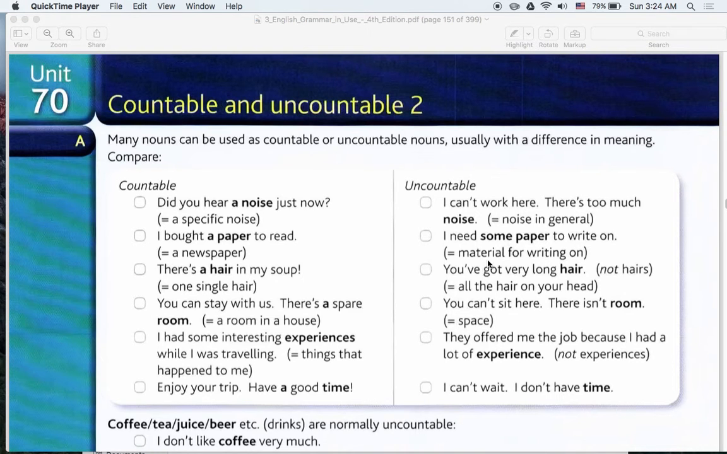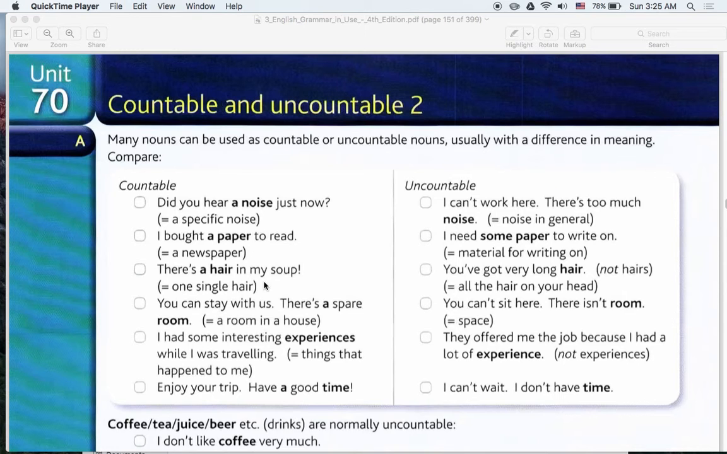One piece of newspaper. And here, I need some paper to write on. Just the general meaning of paper, material for writing on. So that's why it can be used with an article here, and here it is used without an article.